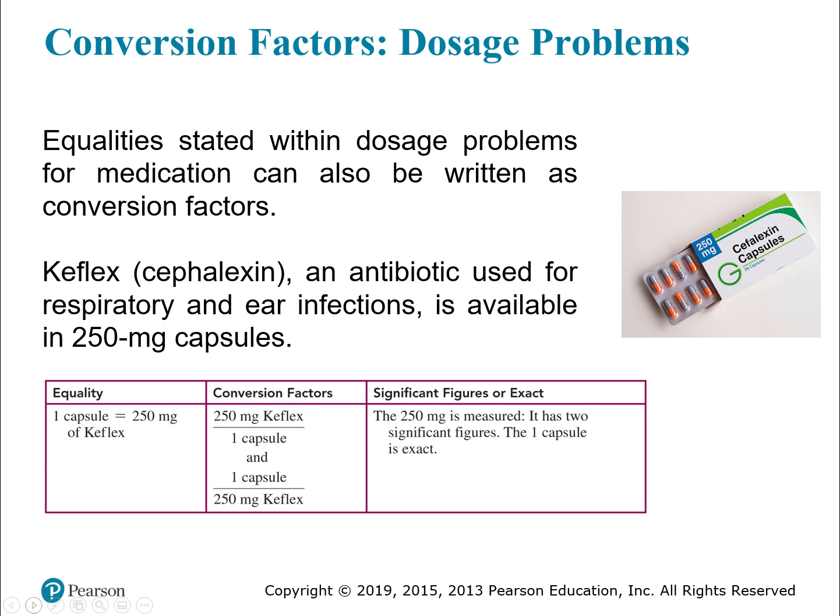So here we've got an example of cephalexin, which is an antibiotic that's used to clear up respiratory and ear infections. And you can get it in 250 milligram capsules. You can say one capsule is equal to 250 milligrams, and that's the equality here. From there, you can write your conversion factors, and we know that the 250 milligrams is measured. When they're making the tablets, or excuse me, the capsules, that amount is measured quite accurately and pillified, okay?